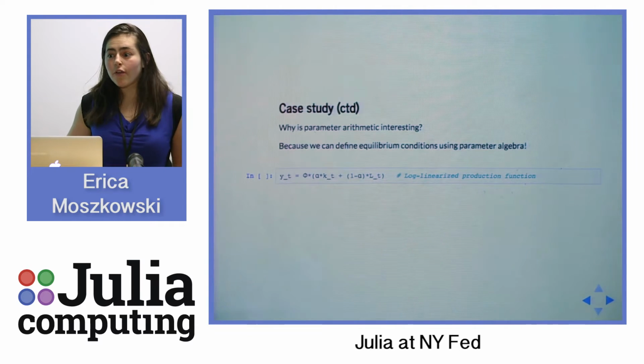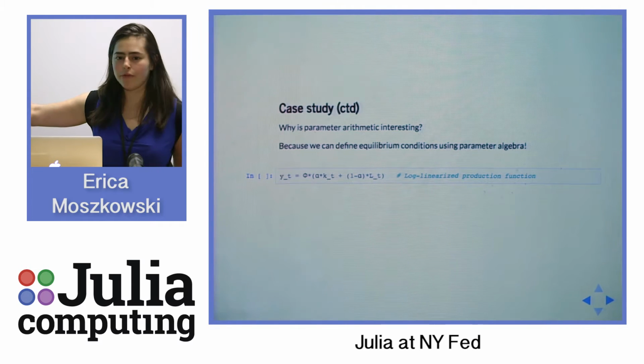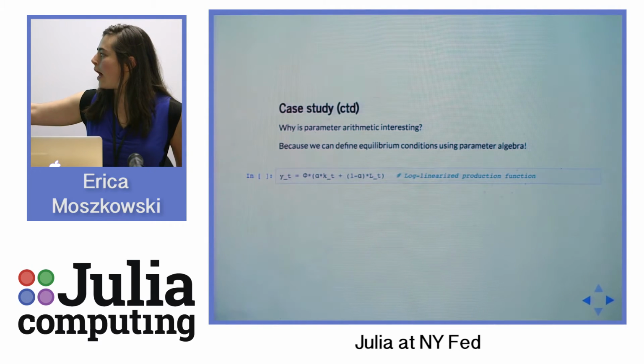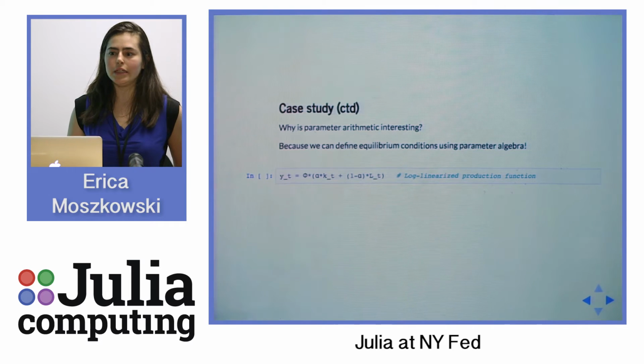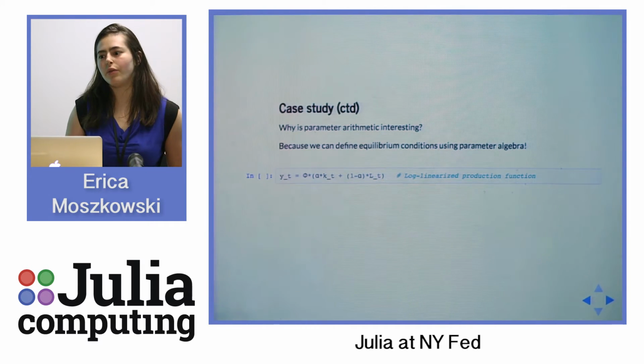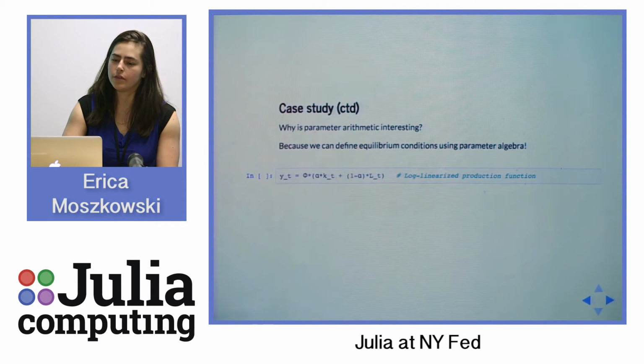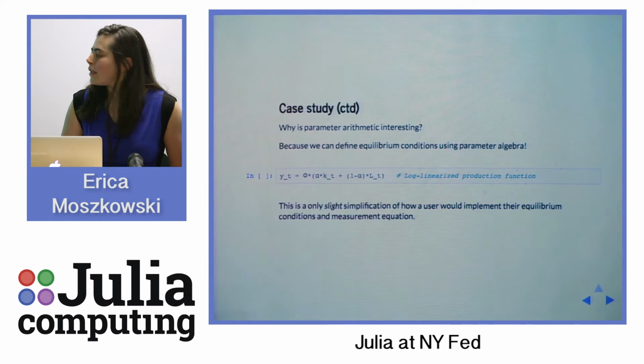So here we have a production function. It's already log linearized, and we have 2 parameters in there: we have phi and we have alpha. It's really easy for us to just write down an equation. It looks exactly like how it would look if we wrote it up in LaTeX or down on a blackboard. That makes it a lot easier for us to develop the model and then just solve it and run with it.